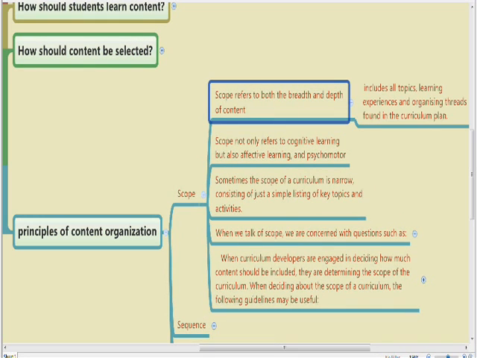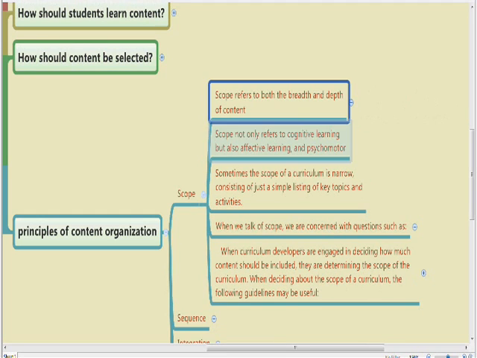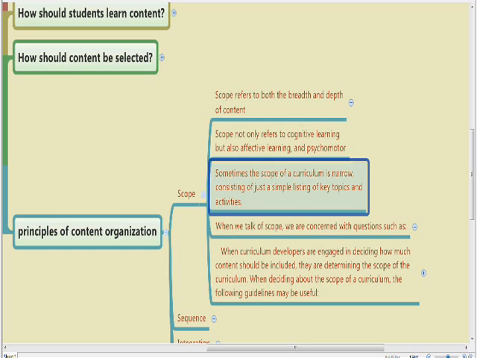So once again, it includes topic, learning experience, and organizing trends found in the curriculum plan. Then you have the scope. The scope refers not only to cognitive learning but also affective learning and psychomotor. Remember, I was telling you just now how many times we are silent about psychomotor and affective, and that should be included. Sometimes the scope of a curriculum is narrow, consisting of just a simple listing of key topics and activities.